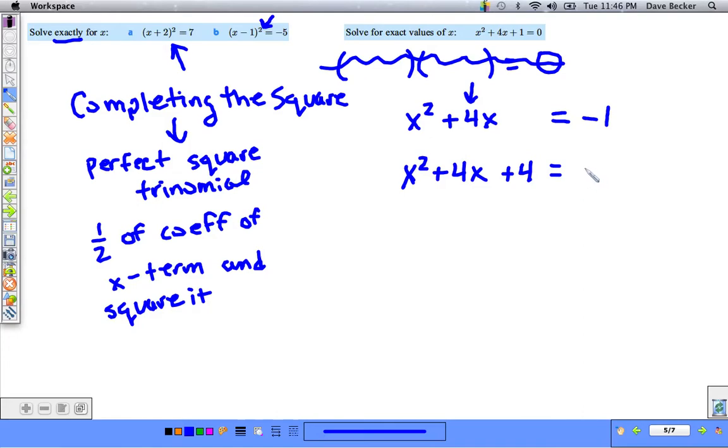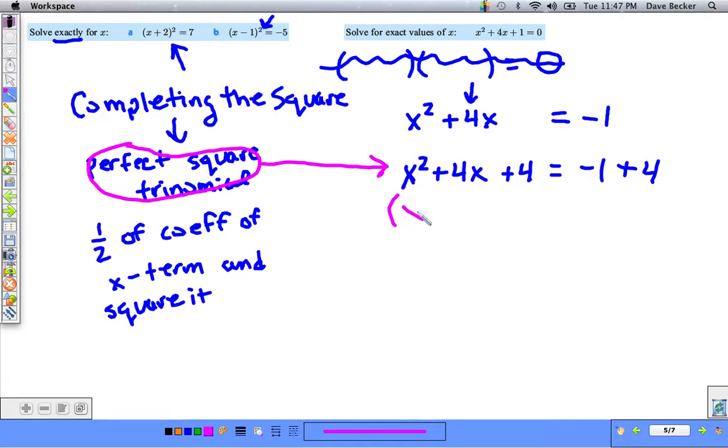Now, I have to be concerned about the right side of the equation because right now I don't have anything equivalent, but everything's cool as long as what you do to one side of the equation you also do to the other. So since I added 4 here, I have to add 4 over here. Okay, so remember I talked about a perfect square trinomial. Well, guess what? We now have a perfect square trinomial.